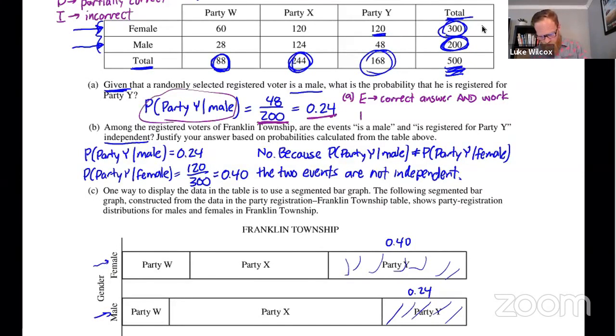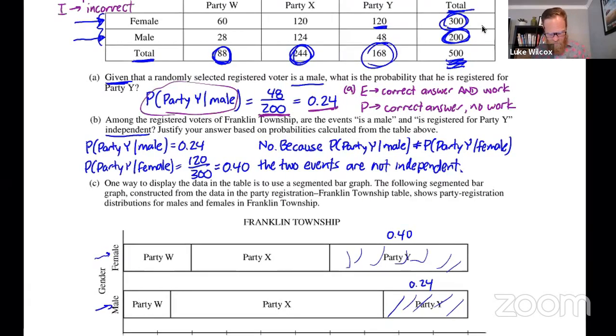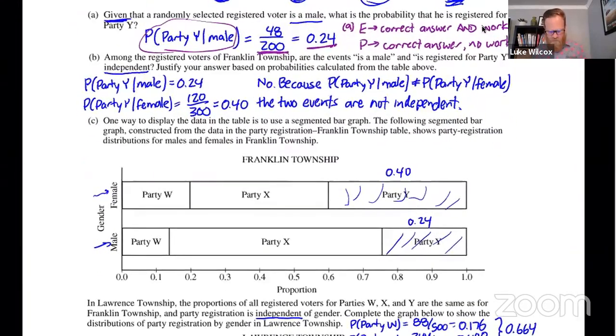Now you could earn a partial credit if you gave a correct answer of 0.24, but you didn't show any work. That would be worth a partial credit. And anything less than that would be an I for incorrect. Okay, let's move down to part B and talk about how this one was graded.